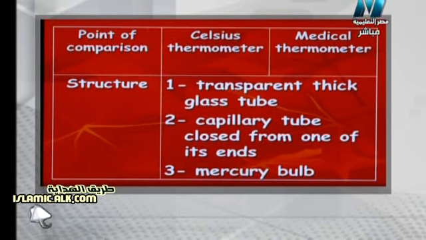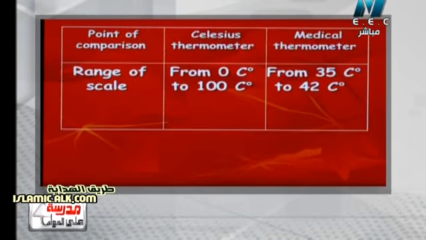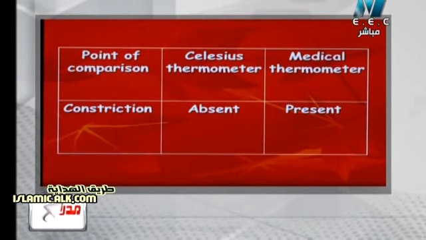They are the same: transparent glass tube, capillary tube, closed from one of its ends, and mercury part. And also the range of scale is from 0 Celsius to 100 Celsius in the Celsius thermometer, but the medical one starts from 35 to 42 Celsius. And at last, the constriction is absent, not needed at all in the Celsius thermometer, but present in the medical thermometer.